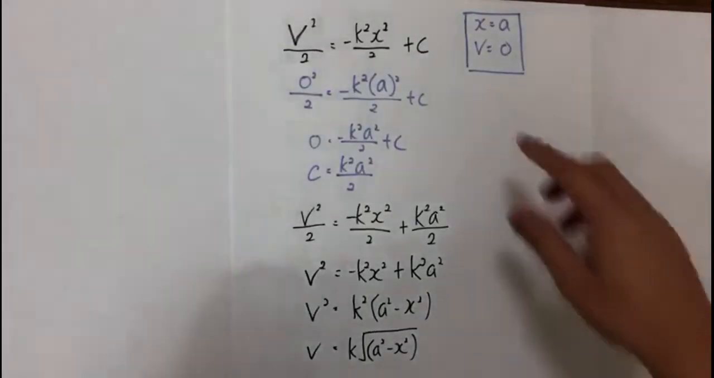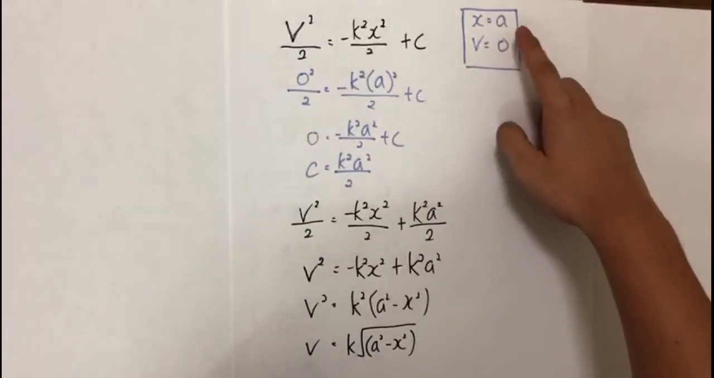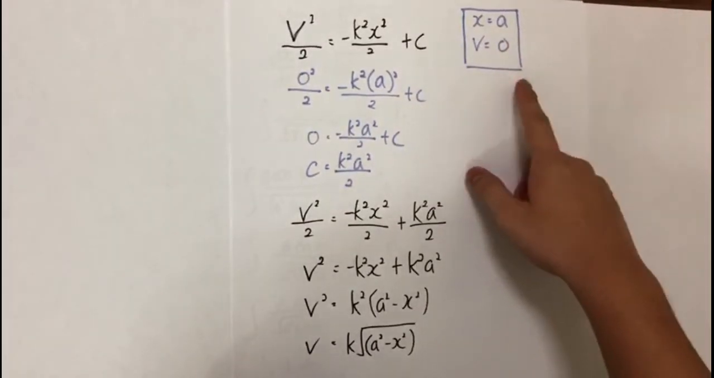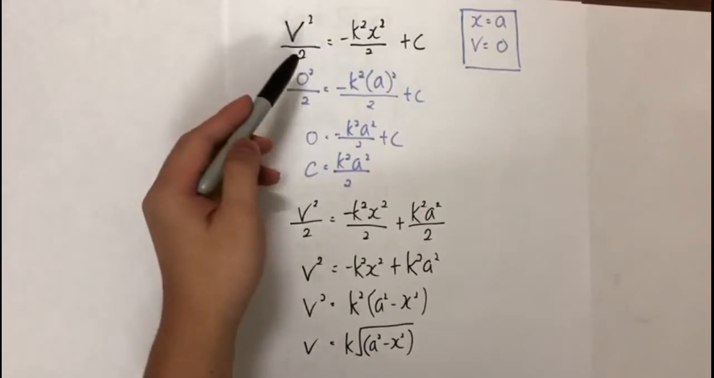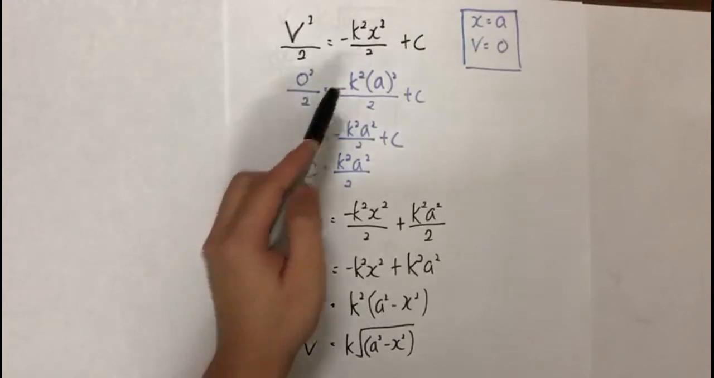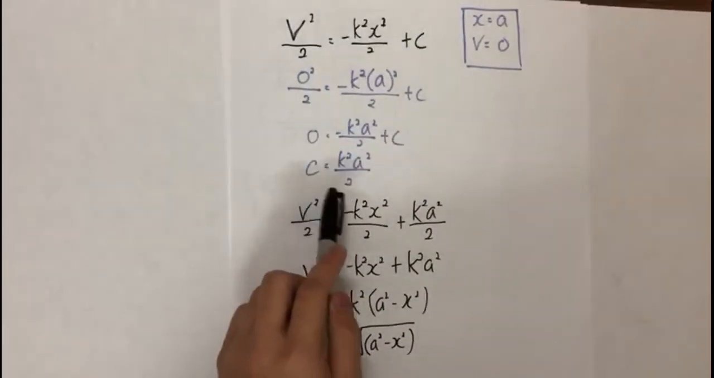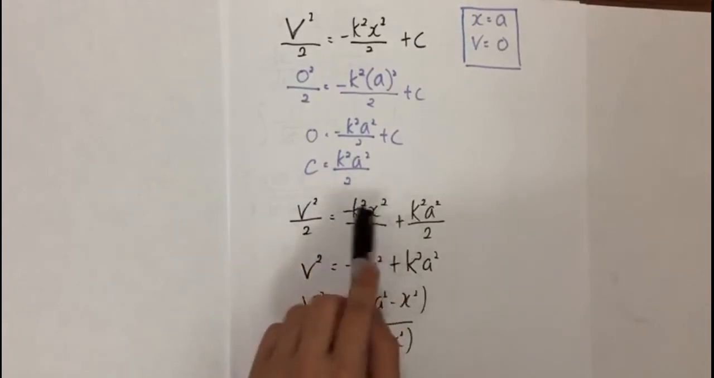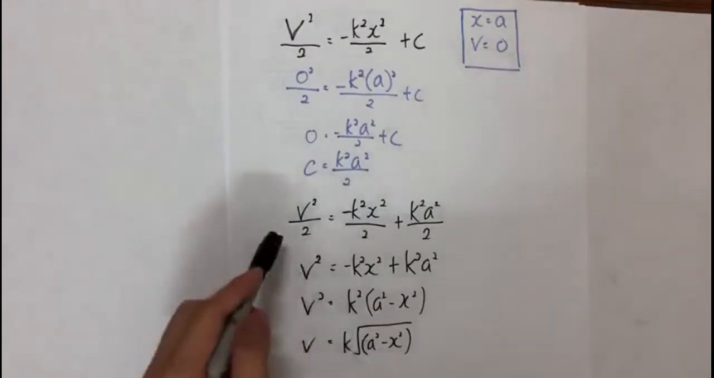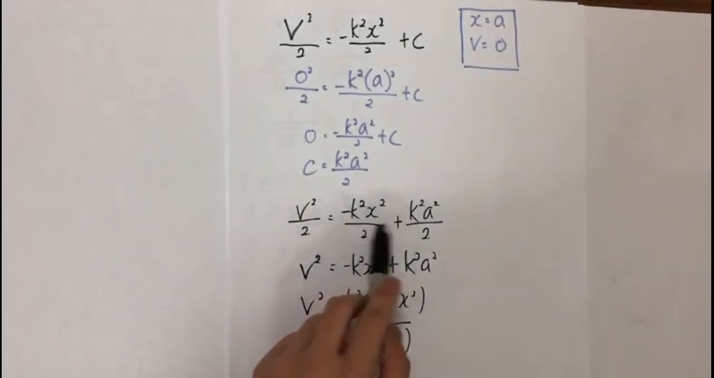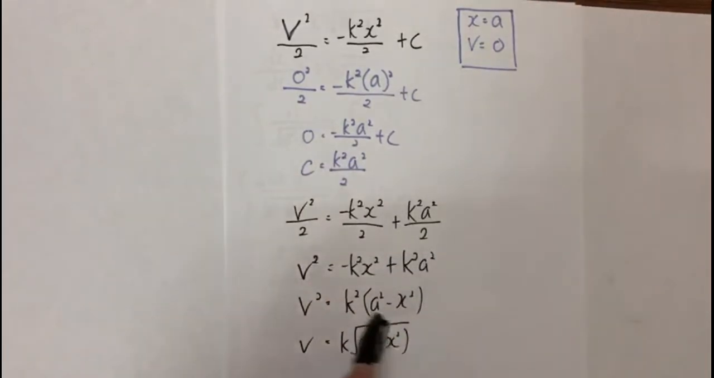And now we're going to solve for this c. By doing so, we have to make x equal to a, the amplitude, and v equal to 0. So left hand side, 0 squared over 2, you get 0, equals negative k squared a squared over 2 plus c, where c is equal to k squared a squared over 2. Using back the previous equation, v squared over 2 equals negative k squared x squared over 2 plus k squared a squared over 2, which is your c.